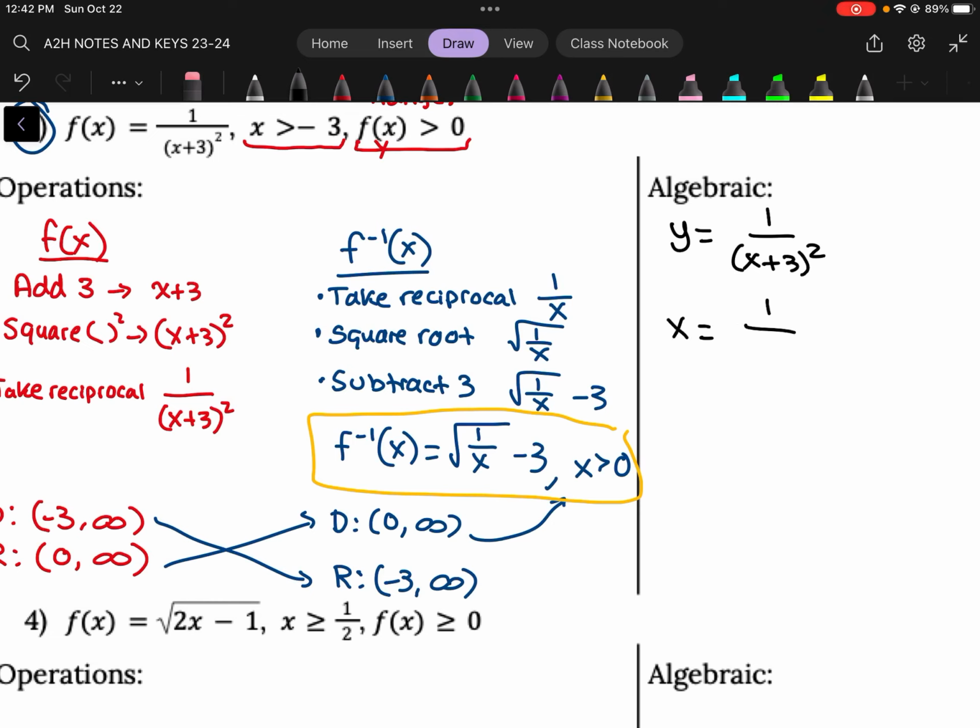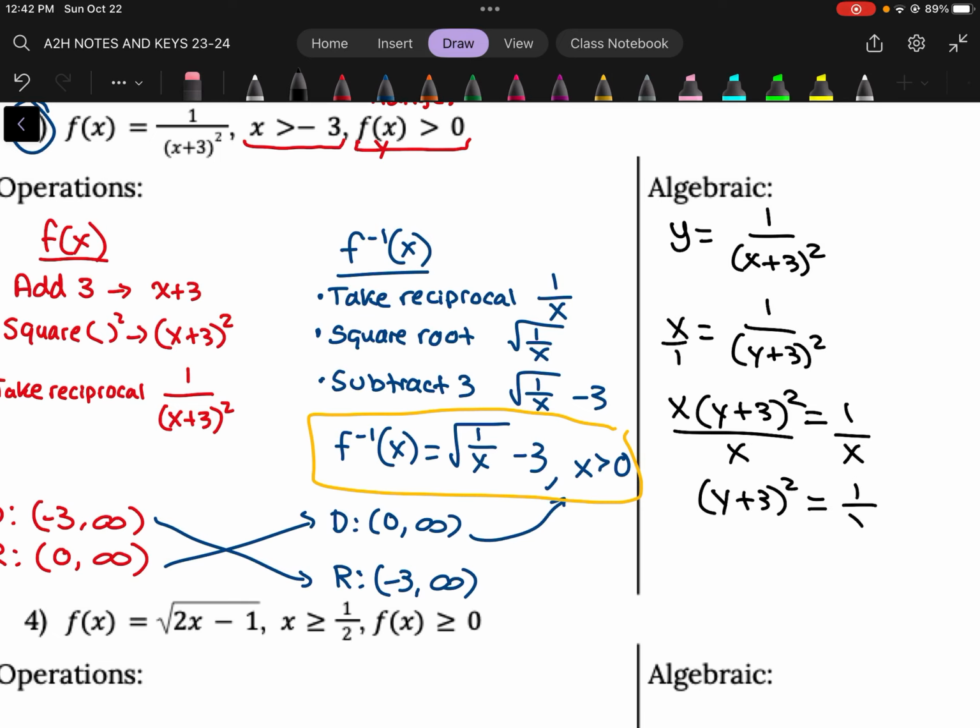Algebraic, let's do that real quick. We get x equals 1 over y plus 3 squared. Now, what we would actually do here, you can think about it as over 1 if you want. You can multiply each side by y plus 3 squared, but you'd still end up dividing by x, so y plus 3 squared equals 1 over x. Now we can do that because x can't be 0, so we're okay doing that. Just making sure we can actually do that.